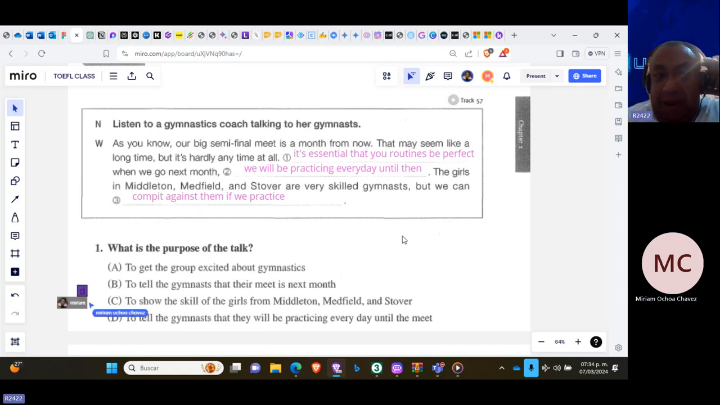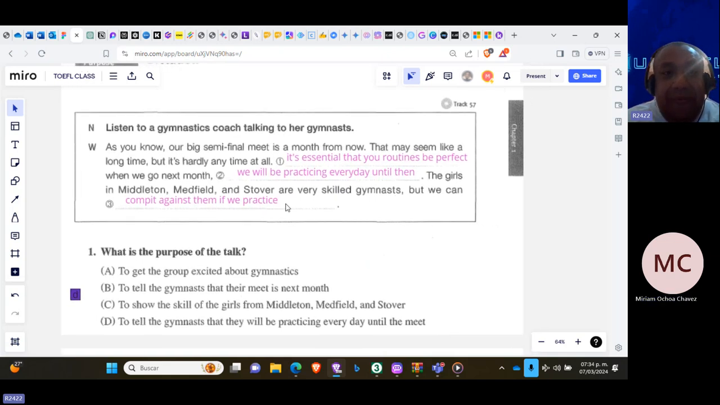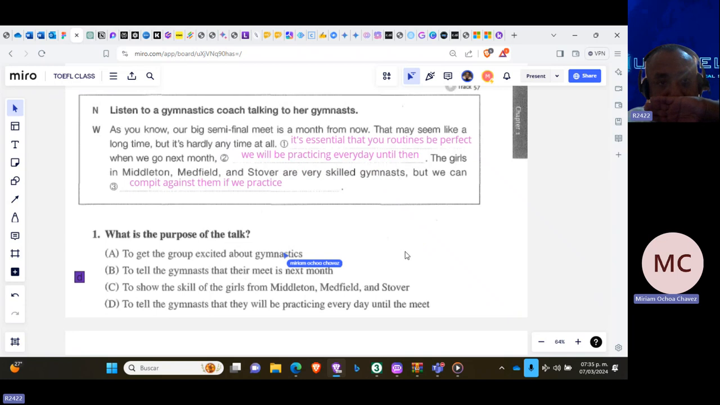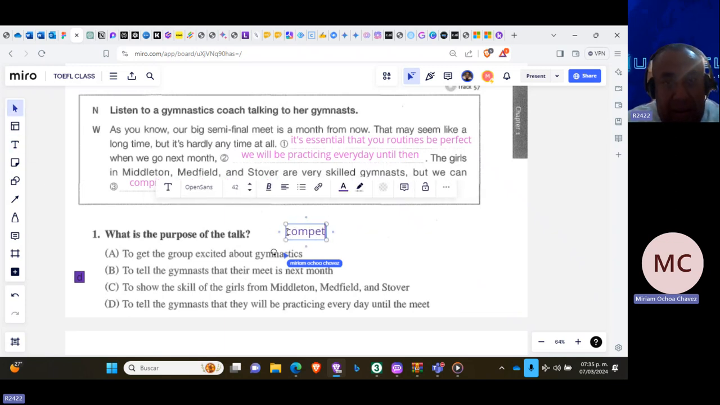Listen to a gymnastics coach talking to her gymnasts. As you know, the meet is a month from now. That may seem like a long time, but it's hardly any time at all. It's essential that your routines be perfect. We will be practicing every day until then. The girls in Middletown, Medfield, and Stover are very skilled gymnasts. But we can compete against them if we practice.